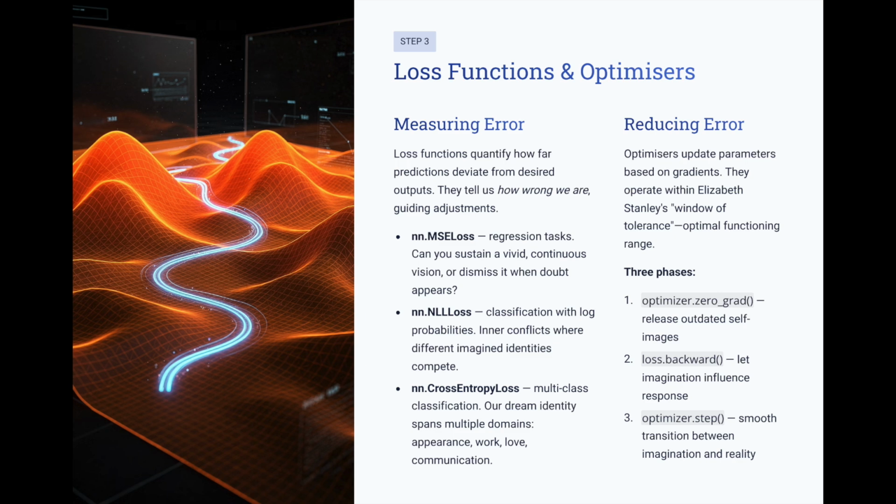Once the model is initialized, we need a way to measure how far its predictions are from what we want. This is the role of the loss function. In simple terms, loss tells us how wrong we are, so we know how to adjust. Common loss functions include nn.MSELoss, used for regression tasks, where the goal is to predict a continuous value.